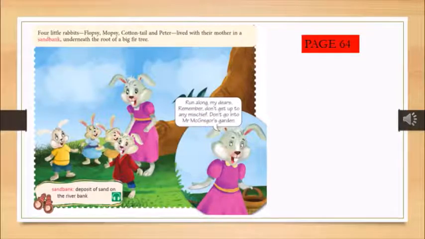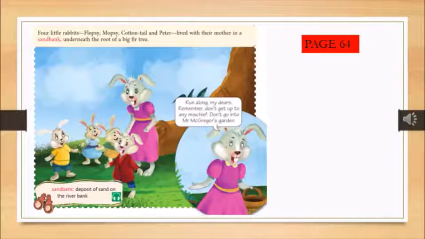So Peter was one of the 4 rabbits. Little rabbits. What do you call a little rabbit? Yes? Bunny. Right. So Peter Rabbit was a bunny. In fact, there were 4 of them who lived underneath the root of a fir tree with their mother in the sandbank of a river.